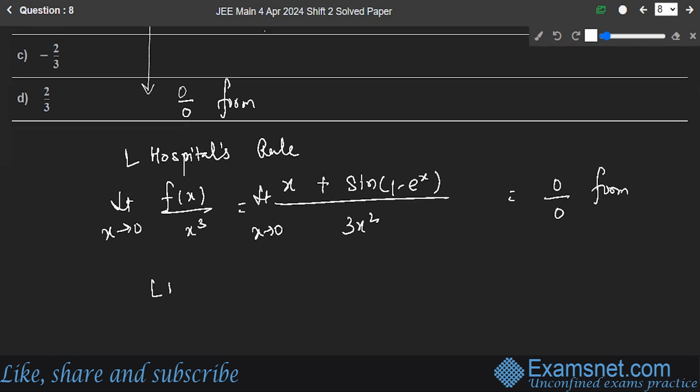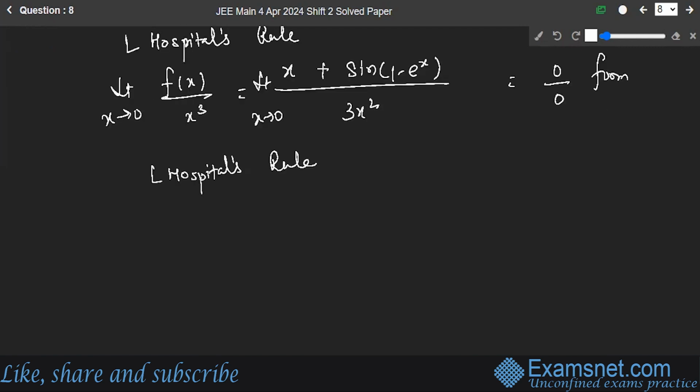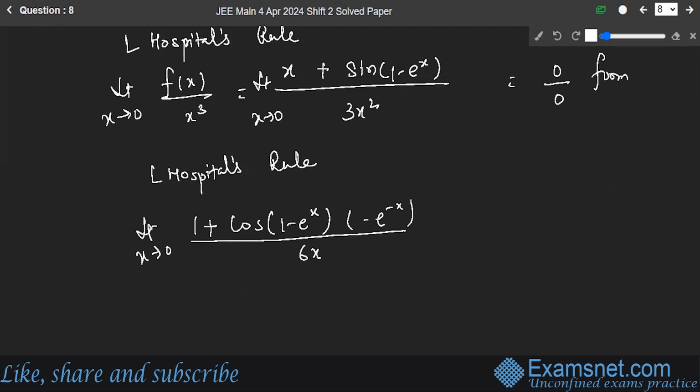What you have to do is apply L'Hospital's rule again. So now this limit, x approaching 0, will be 1 plus sine derivative is cos(1 - e^x) into this, divided by the derivative of 3x², which is 6x. Again, this is 0 upon 0 form.